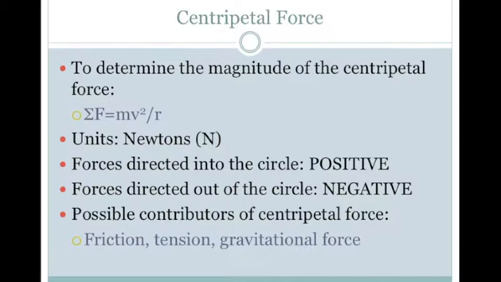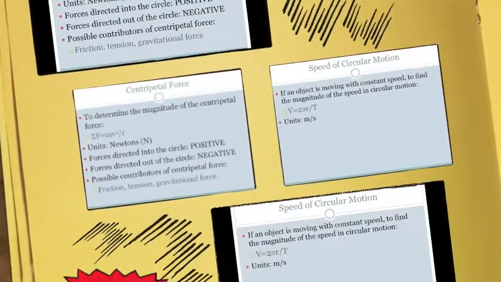Remember that forces directed into the circle are positive, and forces directed out of the circle are negative. If the force does not point into or out of the circle, don't worry about it, but you can include those forces in the formula sum of all the forces = ma. Also, remember that possible contributors of centripetal force can be friction, tension, or gravitational force.